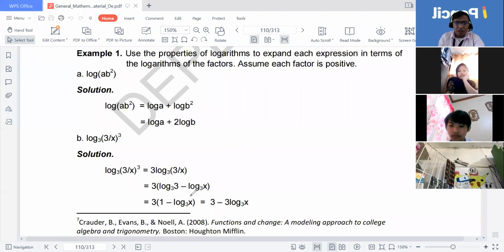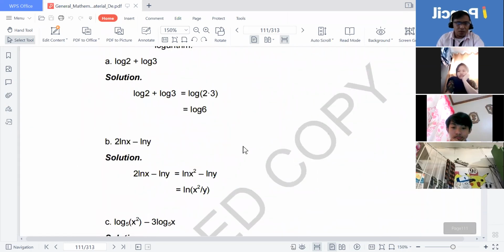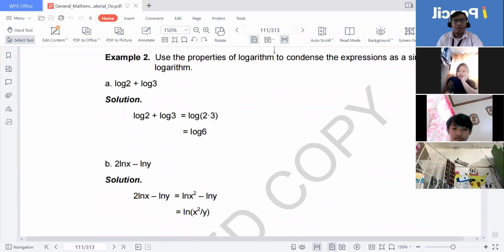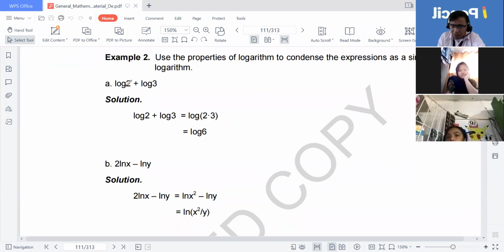And if you distribute 3, it will be 3 minus 3 log of x base 3. Question? No question. Let us have another example, condensing. Okay, this one is the reverse. If you say condense, you will be writing them into a single logarithm. If you are given log of 2 plus log of 3, plus means they become the product of the two. So in that case, log of 2 times 3, and that is just equal to 6. Log of 6. So the answer is log of 6.